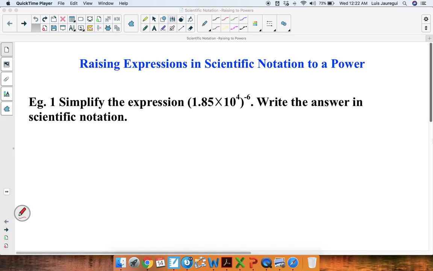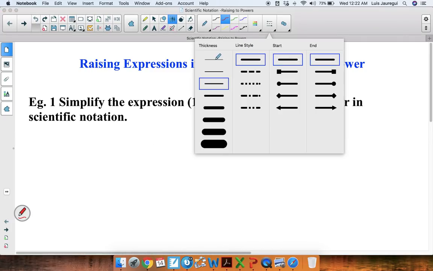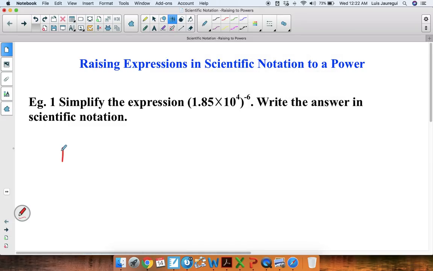First of all, let's recall what it means to be in scientific notation. A number is in scientific notation if it's in the form n times 10 to the a, where n is a number between 1 and 10, 10 being excluded, and a is an integer. In this case, since we're given this expression, what we're going to do first is apply the properties of exponents. So we can rewrite this one as 1.85 to the negative 6 power times 10 to the fourth raised to the negative 6 power.